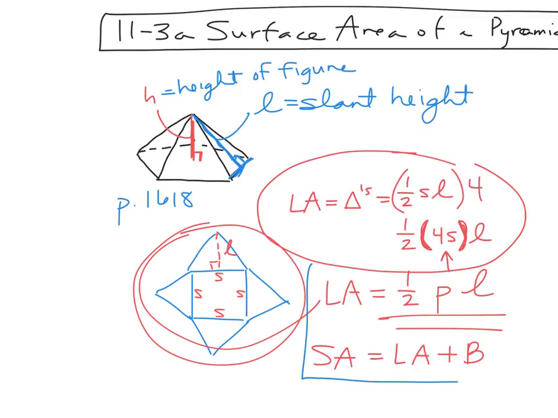So these are your 2 formulas that you're going to use. I will write them up on the board in a little bit. But just remember, L is your slant height, not your height of your figure anymore. Okay?